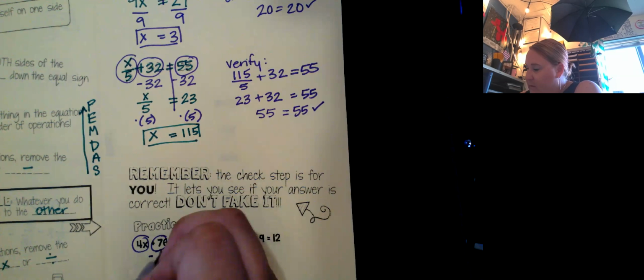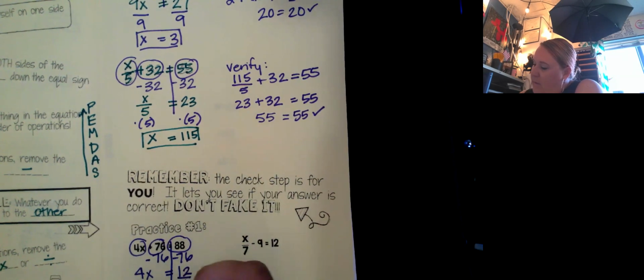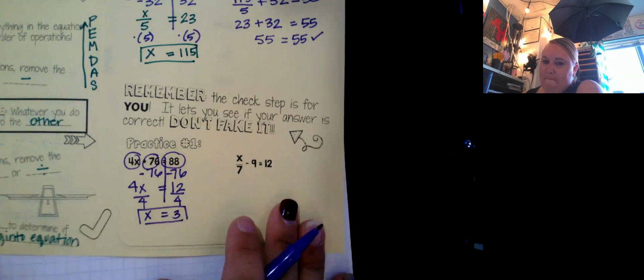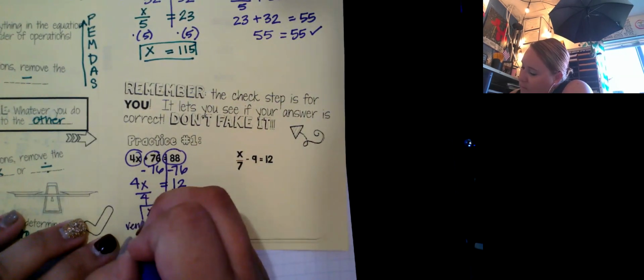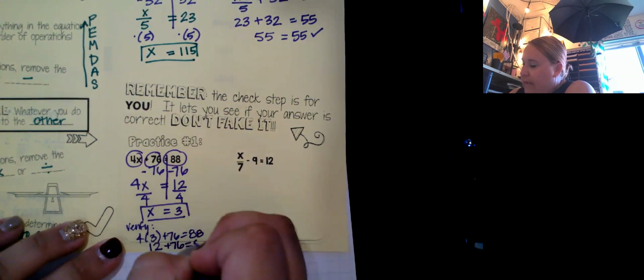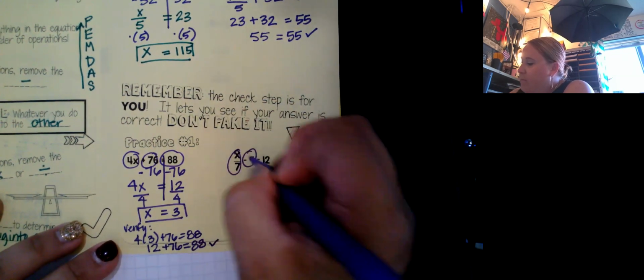All right, here's my 3 terms. There's my equal sign. I'm going to subtract 76 from both sides. I get 4x equals, what would that be, 412. Divide by 4, you get x is equal to 3. Oh, sorry, I'm off the camera there. There we go. So for verify, we have 4 times 3 plus 76 equals 88. So we're looking at 12 plus 76. Is that equal to 88? It sure is.